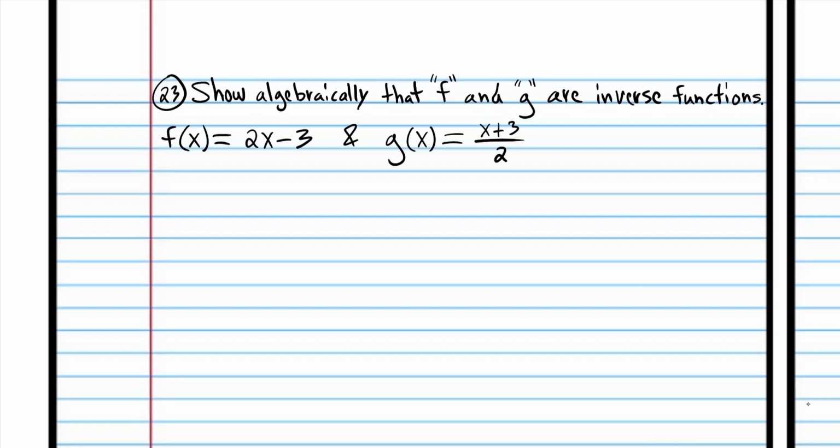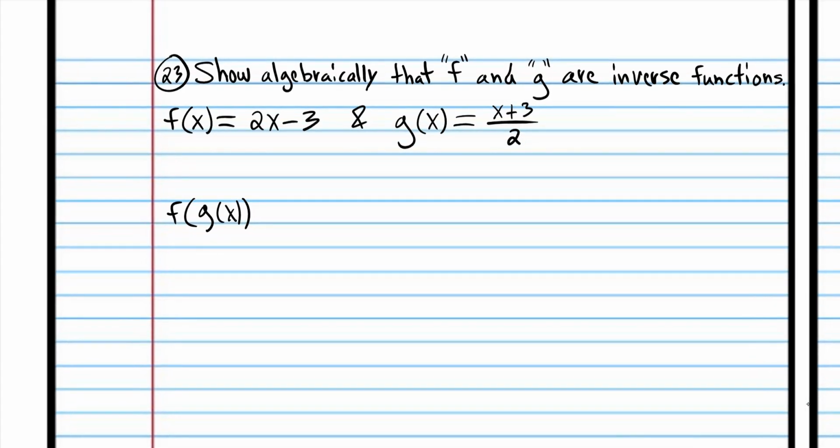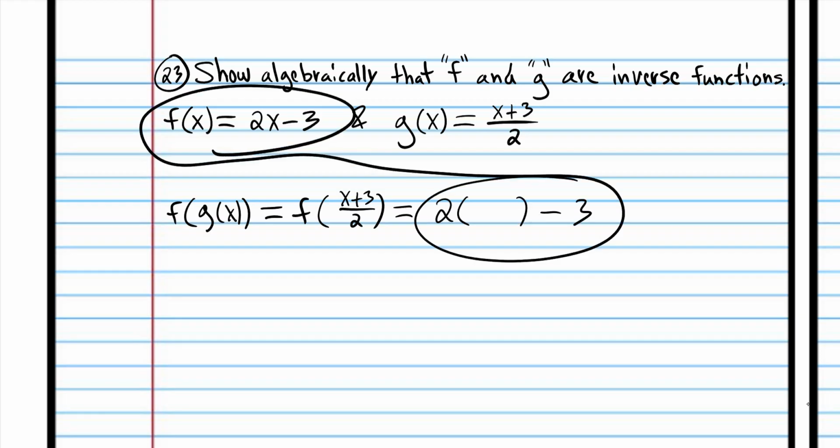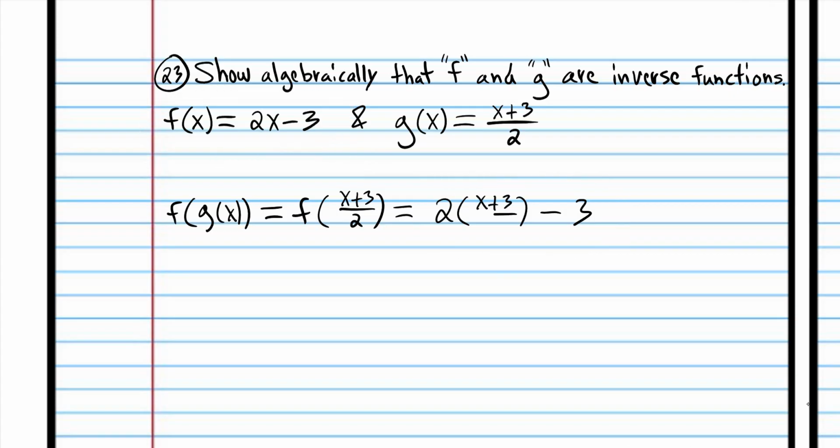Alright, we're back. So in order to verify that these are inverses, we're going to find f of g of x, and we're also going to find g of f of x. So what this means is that we're plugging the g function into the f function. So we're going to write f. This is the f function, right? But instead of x, we're going to plug in the g function.